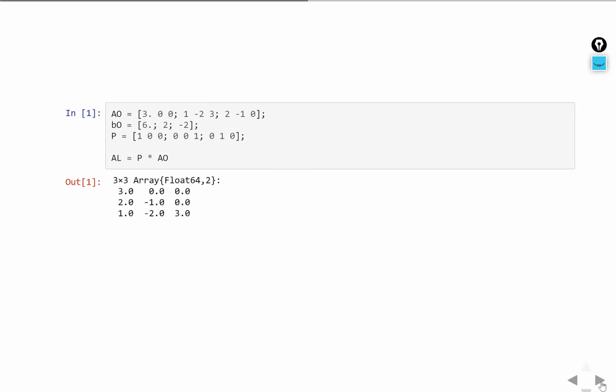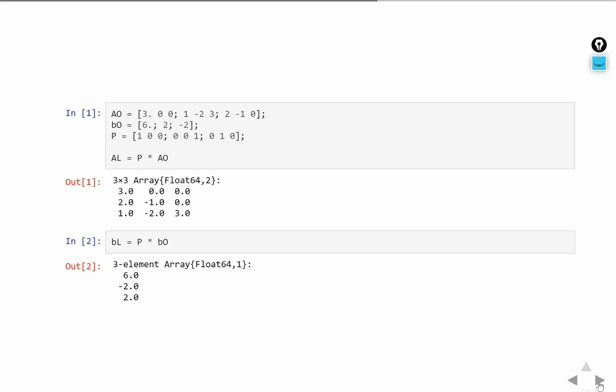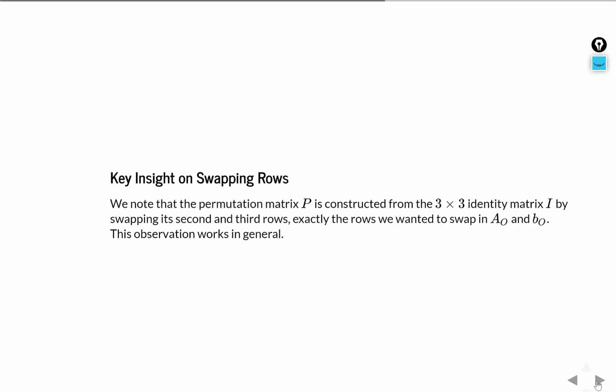We can verify this in Julia. We define our coefficient matrix on the right hand side and our permutation matrix, and we multiply P from the left, and we arrive at our lower triangular matrix. The key insight is that P is constructed from the 3 by 3 identity matrix by simply swapping the rows that we wanted to rearrange in the equations. This observation works in general.